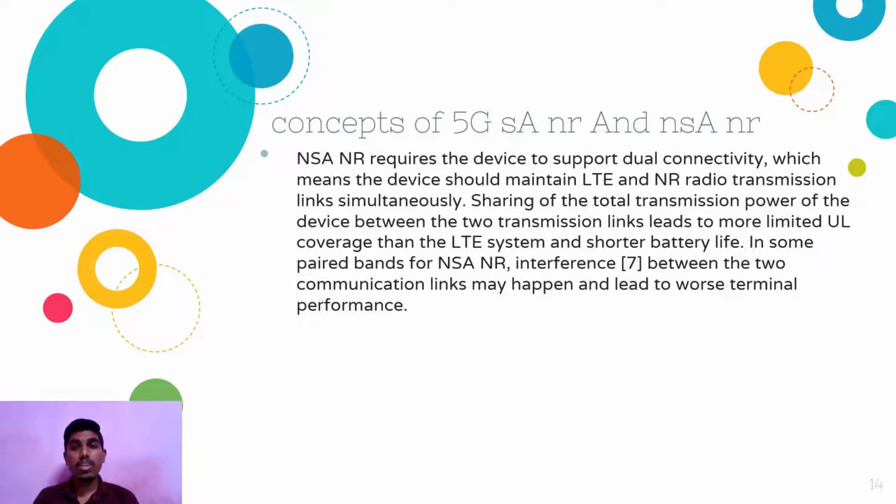NSA NR requires a device to support dual connectivity, which means the device should maintain LTE and NR radio transmission links simultaneously. Sharing of the total transmission power of the device between the transmission links leads to more limited UL coverage than the LTE system and shorter battery life. In some paired bands for NSA NR, interference between the two communication links may happen and lead to worse terminal performance.